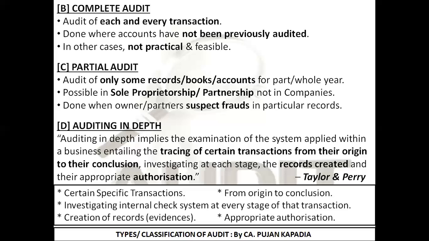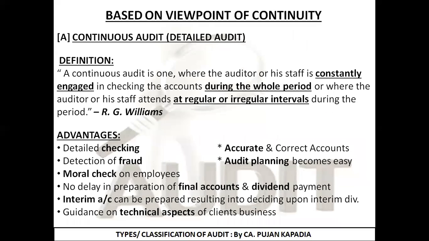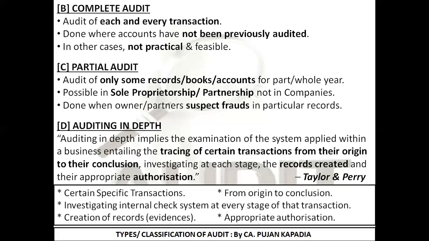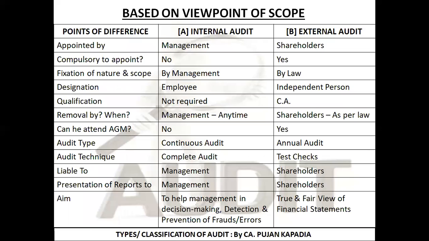So friends, I hope you are clear with this slide, and we are done with the topic of classification of audit on the basis of continuity, under which we saw four important points. First was continuous audit, which we covered in the previous lecture. Second is complete audit, that is checking each and every transaction. Third is partial audit, that is, selected records, books or accounts are audited. And fourth is auditing in depth, when everything from origin to the end is examined and investigated in detail. Let's move to the next point.